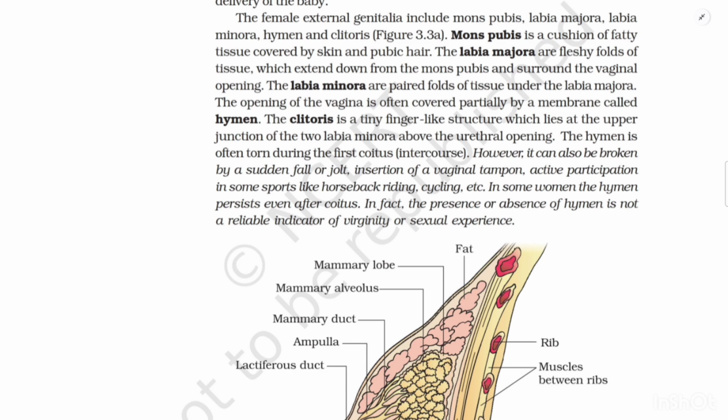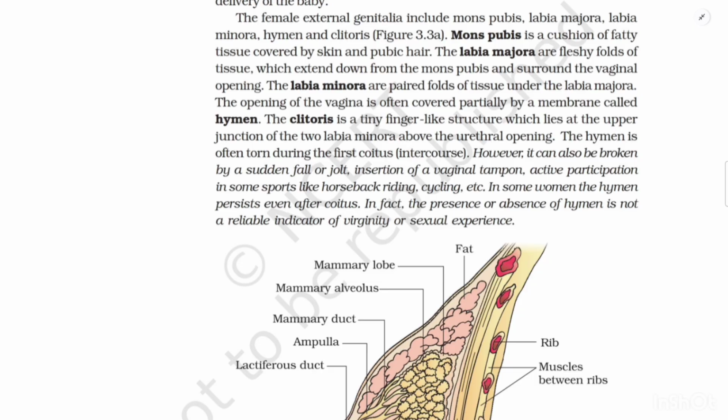Mons pubis is a cushion of fatty tissue covered by skin and pubic hair. The labia majora are fleshy folds of tissue which extend down from the mons pubis and surround the vaginal opening. The labia minora are paired folds of tissue under the labia majora. The opening of the vagina is often covered partially by a membrane called hymen. The clitoris is a tiny finger-like structure which lies at the upper junction of the two labia minora above the urethral opening. The hymen is often torn during the first coitus, that is intercourse.